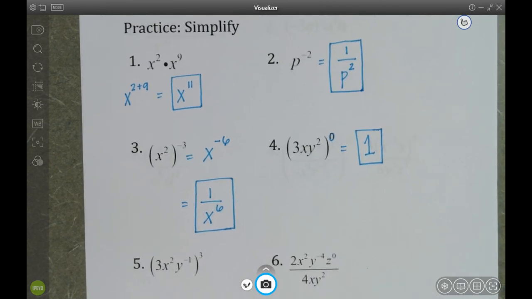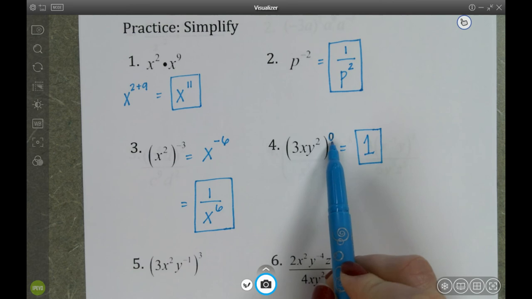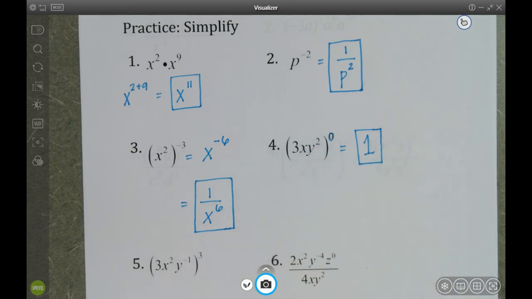Okay, here's the answers to the first 4. You remember doing stuff like this now? Okay, number 4 looks scary, but anything to the 0 power is just 1. So it doesn't matter what's on the inside here, because it's to the 0 power. Anything to the 0 power is just 1.